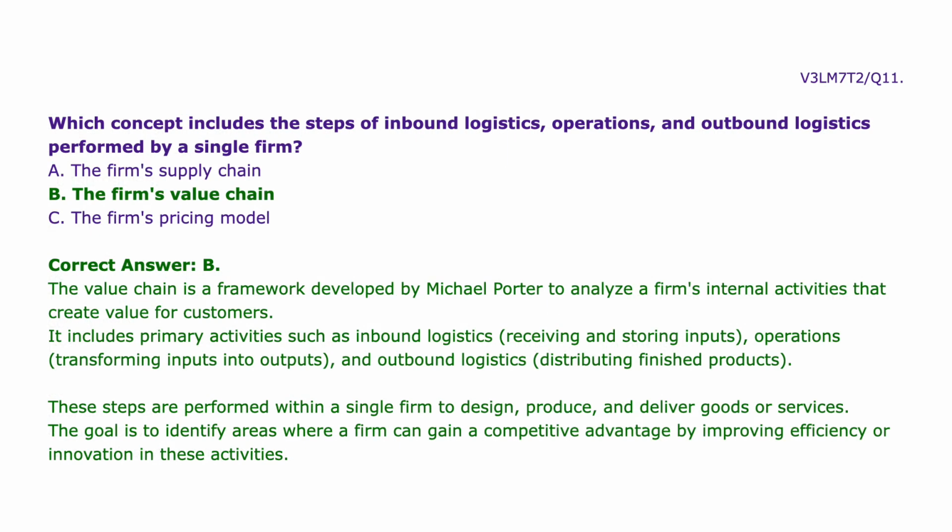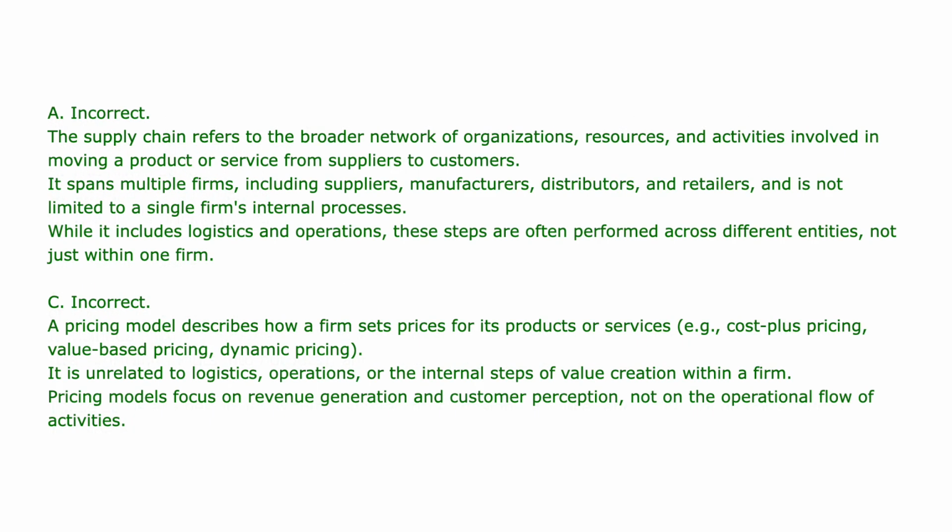Porter's value chain framework analyzes a firm's internal activities to create customer value, focusing on primary activities like inbound logistics, operations, and outbound logistics. A. Incorrect. The supply chain is a network of organizations, resources, and activities involved in moving products or services from suppliers to customers, spanning multiple firms. C. Incorrect. Pricing models describe how firms set prices, focusing on revenue and customer perception, not operations.